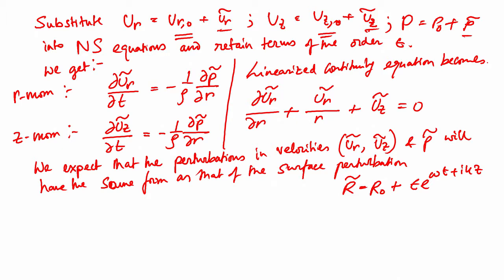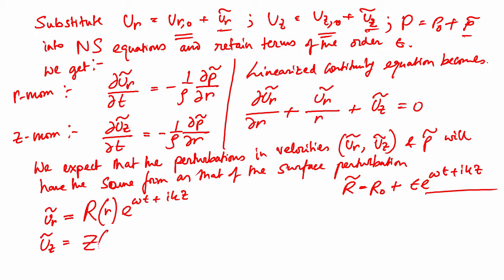So, in that case our u r tilde, u z tilde and p tilde, these perturbed quantities, are given by this, where this is small epsilon and this is the amplitude, which is a function of r, times e to the power of omega t plus i k z. The amplitude is only a function of r, while the rest is a function of z and t.